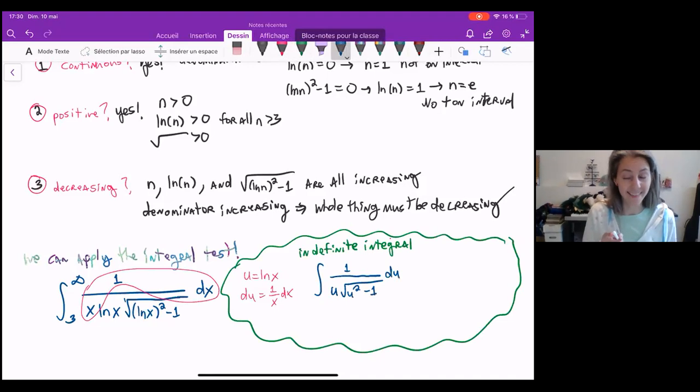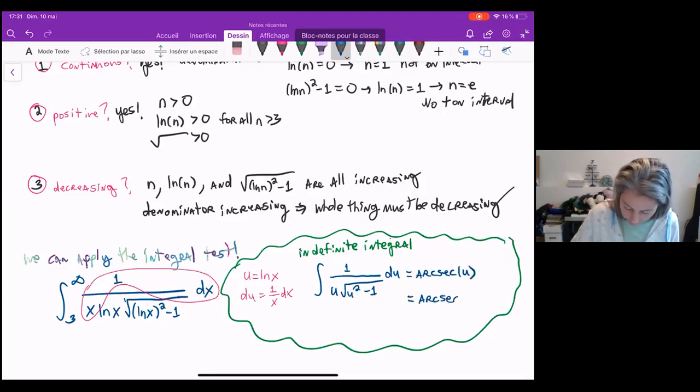But hey, we know that. That's a known form. That's arcsecant. So this is just arcsecant of u, which is arcsecant of ln x.